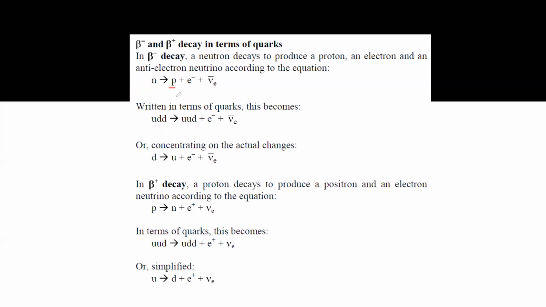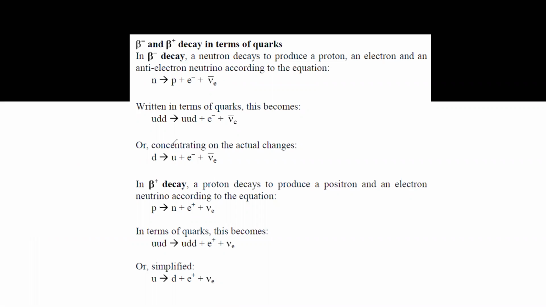Whereas a proton is up, up and down. It's also a baryon because it's a combination of three quarks. Up is +2/3, and that's also +2/3, and then -1/3. So when you solve, you will get a relative charge of +1. That's why the charge is positive. Electron is a lepton, so you cannot write it in terms of quarks. An anti-electron neutrino is also a lepton, so you cannot write it in terms of quarks.